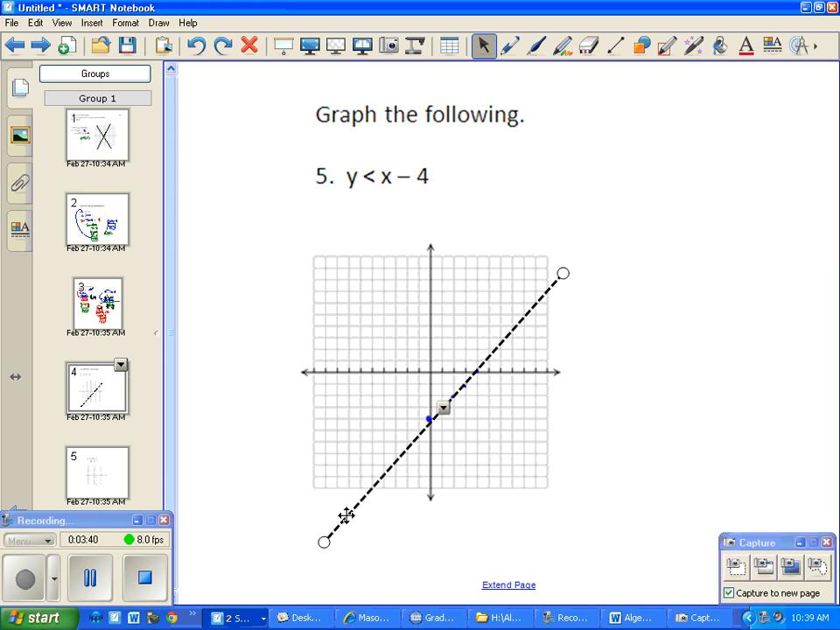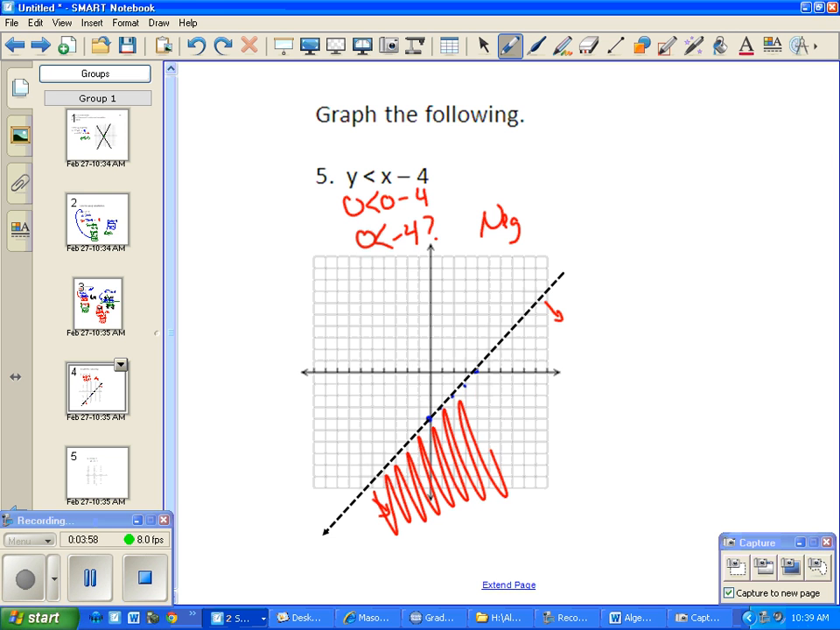The last thing we need to do is shade, and to figure out which way to shade, go ahead and plug in the point 0, 0. Ask yourself, is 0 less than -4? I don't think so. So since 0, 0 doesn't work, I'm going to shade all the points on the other side of that line. So I'll shade away from 0, 0, and now I have down here all the points that would satisfy that inequality.